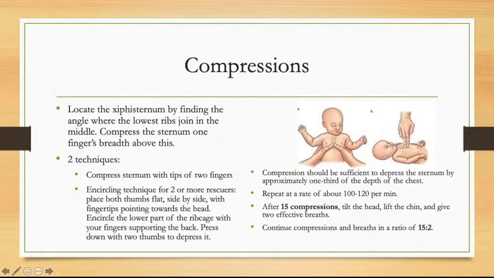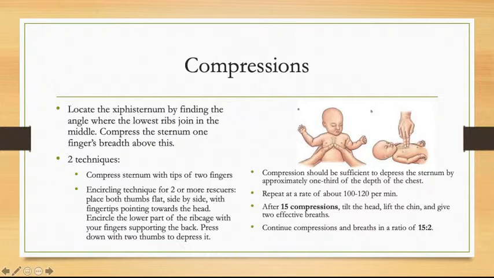First of all, before you start compressing, you need to know where you're compressing. You need to find the xiphisternum. On the baby, you find where the lowest ribs join in the middle. That's the xiphisternum. Then you put 1 finger above that, and that's where you have to compress.